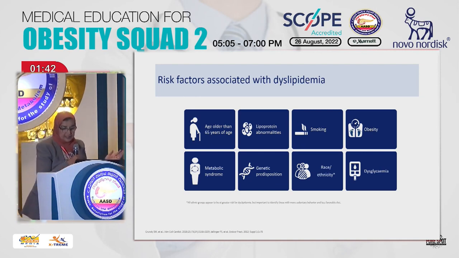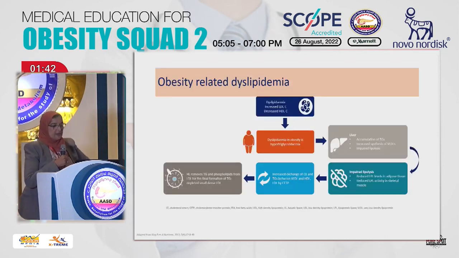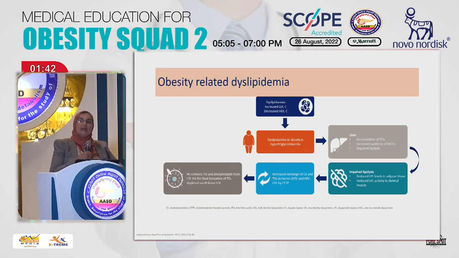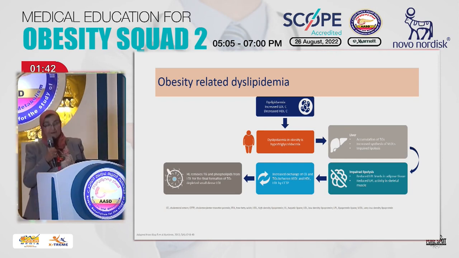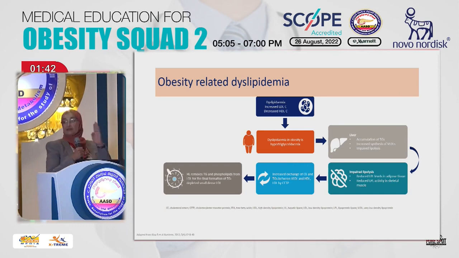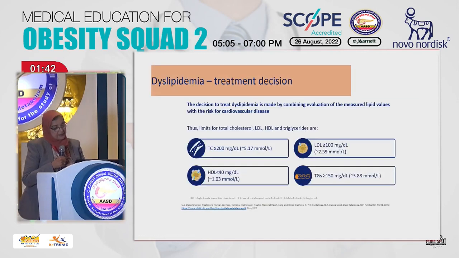dysglycemia, obesity, smoking, race, ethnicity, and so on. However, is dyslipidemia different in the obese and the non-obese? Of course, it's different, and in these patients we probably have triglycerides a little bit high, and this is a big issue, and by itself is a risk factor for ischemic heart disease.